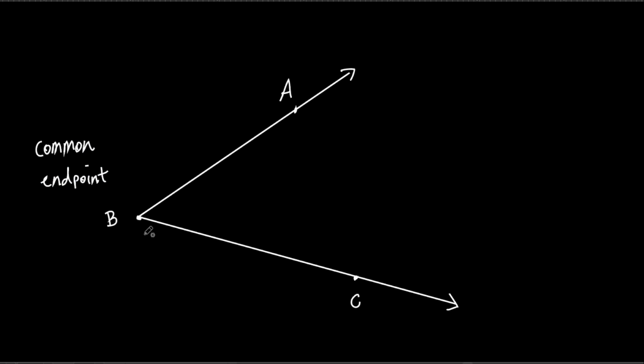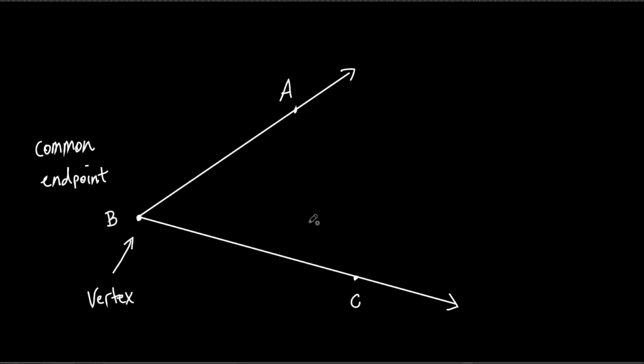Now, we have a special name for that common endpoint. By the way, what is the common endpoint here? What is it? B, point B. So that's the common endpoint. We have a name for that, and I'll put a little arrow to point to it. We call that the vertex.